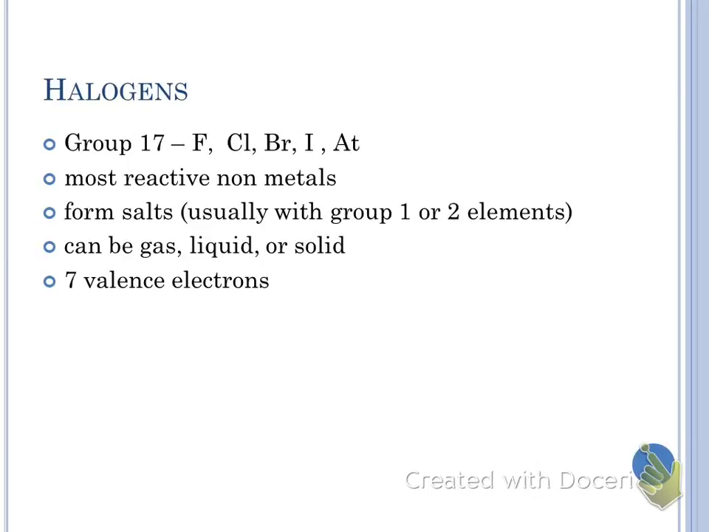So 7 valence electrons are very reactive. All the group 1s, think about that. The group 1 elements, they've got 1 valence electron. Is it easier to get 7 more or just give away that outer one?